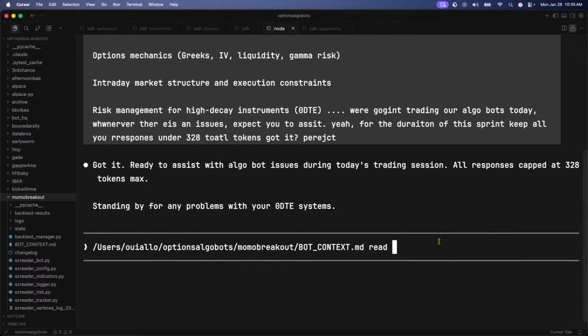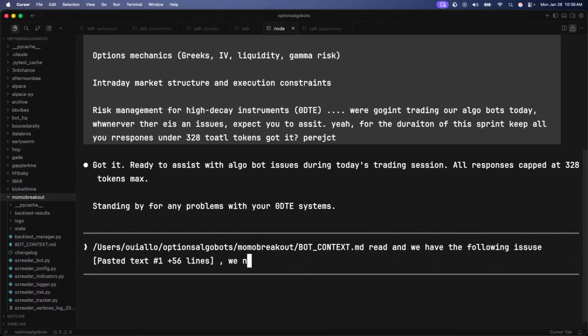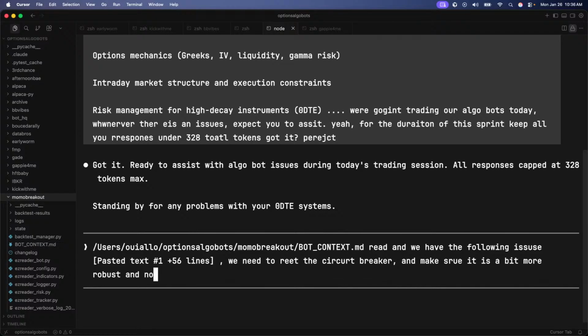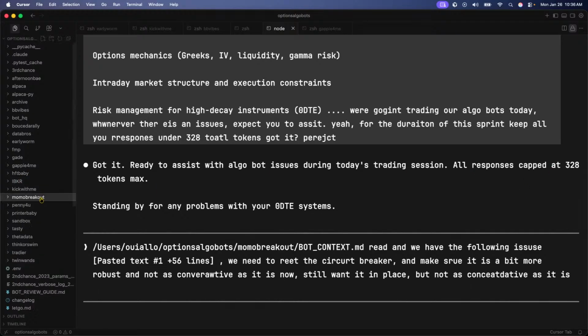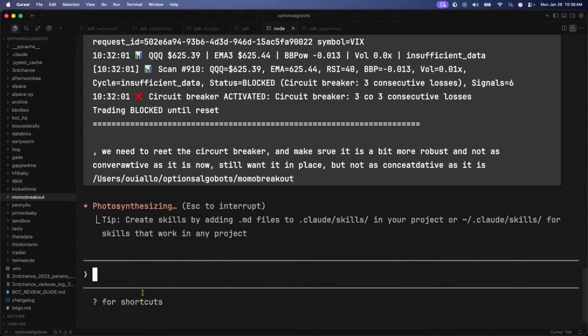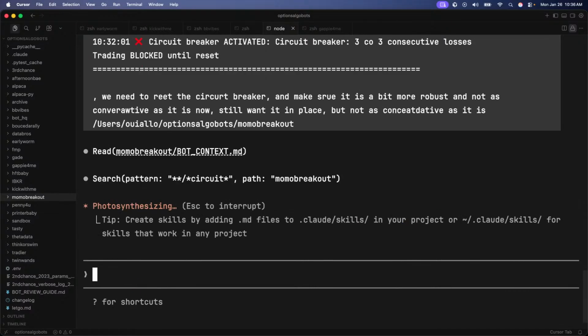Okay, read, and we have the following issue. We need to reset the circuit breaker and make sure it is a bit more robust and not as conservative as it is now. Still want it in place, but not as conservative as it is. There we go. Beautiful. So you're Gucci.